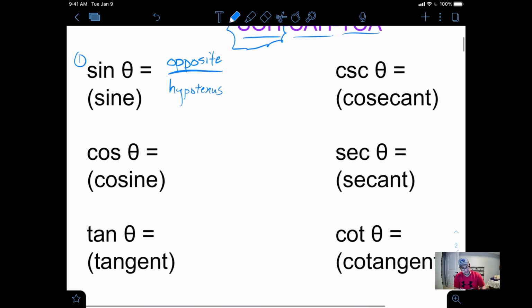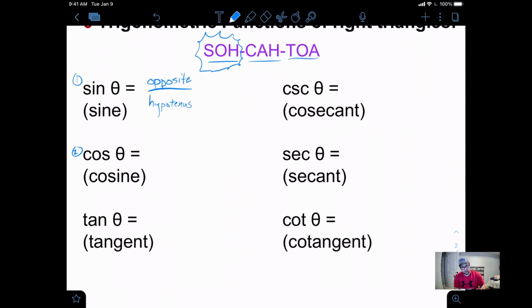Looking at cosine, it is represented in the word CAH. C stands for cosine, A stands for the adjacent side, over the hypotenuse. And then tangent is the last part here, that's the TOA. So that would mean that it is the opposite divided by the adjacent.